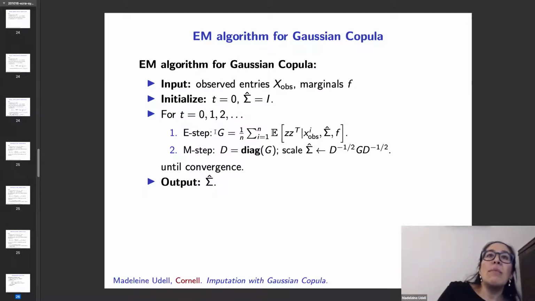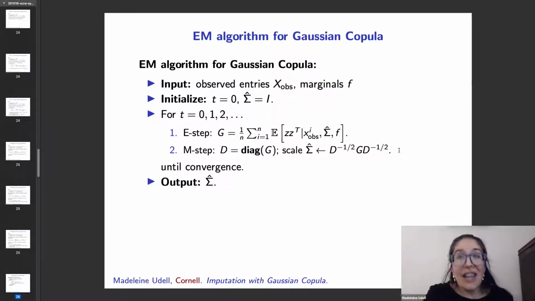But now once I have that empirical covariance matrix, I do the same thing that I did before. I scale it to a correlation matrix, and that's my new estimate of the correlation matrix. Now I repeat, until convergence, and I output the sigma hat.